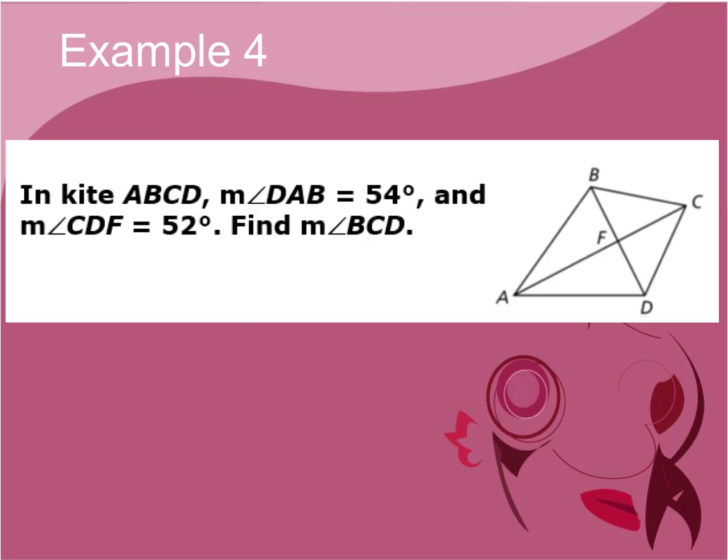All right, so let's go over this. We have that in kite ABCD, the measure of angle DAB, so this entire angle, is 54. Remember, that angle and this angle, not those angles, B and D are congruent. And they're telling us CDF is 52. So this one's 52, which means this one's also 52. And we want to find the measure of angle BCD, so this angle right here.